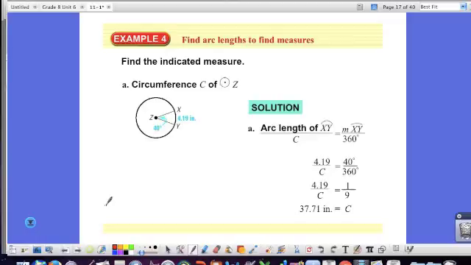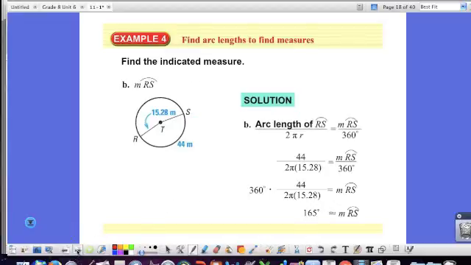Okay. Now we're going to work this backwards. Well, actually not backwards, but they want us to find the circumference, and so we have a little bit of a different formula. We're saying that this angle is going to measure 40 degrees. So 40 degrees out of 360 is 1/9. So 4.1 is going to be 1/9 of the circumference. So the circumference is 37.71. I could then divide that by pi if I wanted to get the diameter.